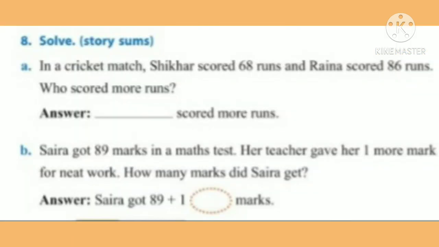Next, let us solve some story sums. The first question, in a cricket match, Shikhar scored 68 runs and Raina scored 86 runs. Who scored more runs? So here we have to find out which number is bigger, 68 or 86. We know 86 is the bigger number. That means Raina scored more runs. Okay, let us solve the next question.